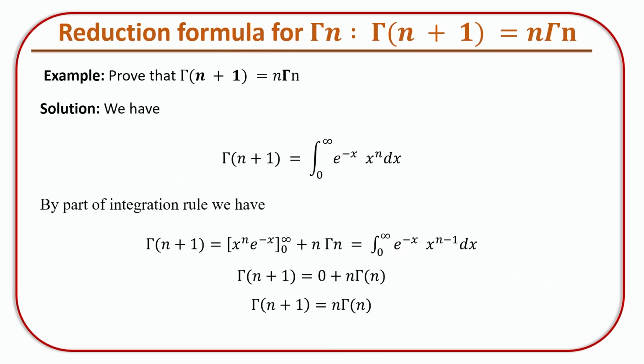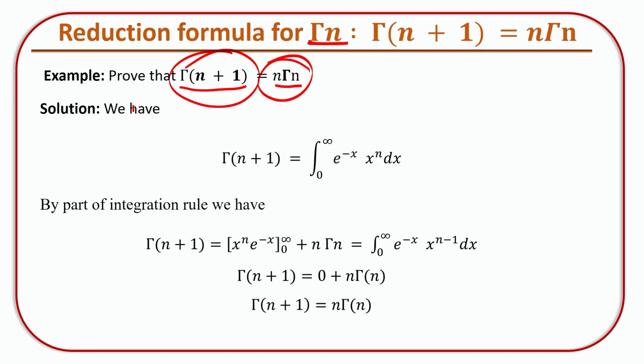Similarly, prove that gamma of n plus 1 is equal to n gamma n. So this is the recurring type of thing. You will find the nth gamma function, then the n plus 1th gamma function is n times the nth gamma function, the n plus 2 gamma function is nothing but n plus 1 times the n plus 1th gamma function, and so on. So this is also called the reduction formula for gamma n, right? Reduction formula for gamma n.